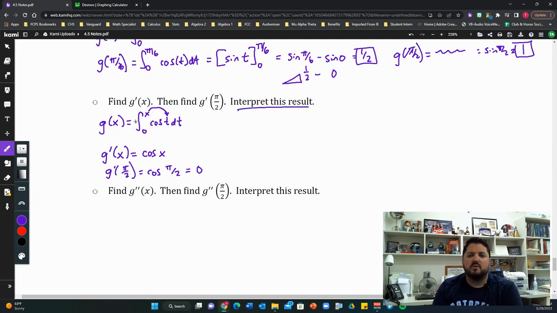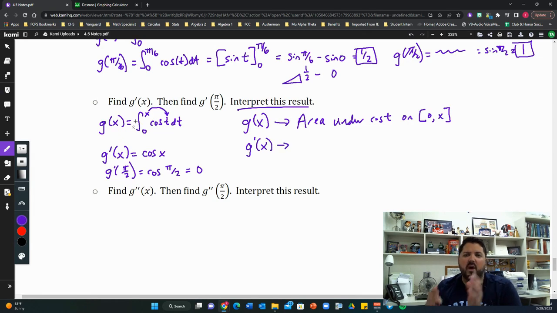So now let's interpret this result, okay? Now first let's talk about g of x. Again, g of x, its job is to calculate the area under cosine of t, okay? And again, that is on the interval from 0 to whatever value of x we choose to stop at. Well then, just by that definition, g prime, remember, every derivative's job is to describe how the previous function changed. So that means g prime's job is the change in area.